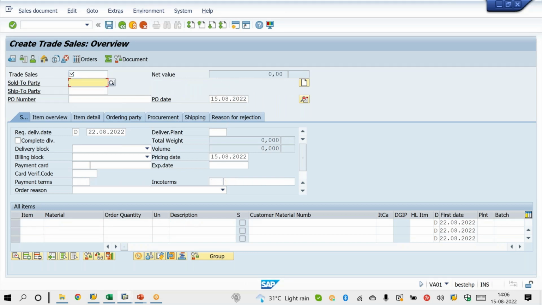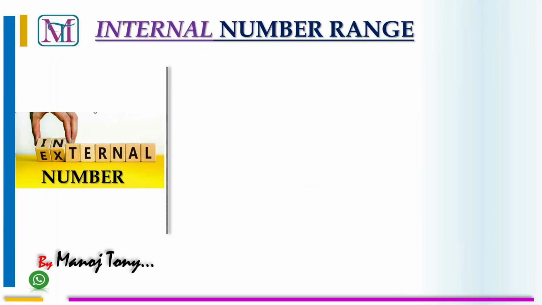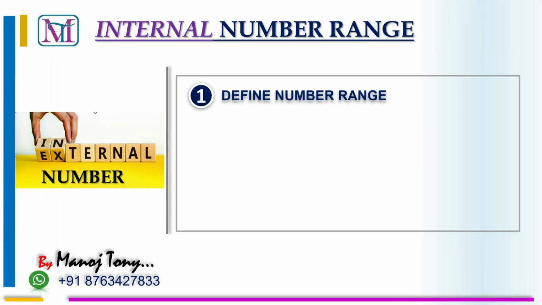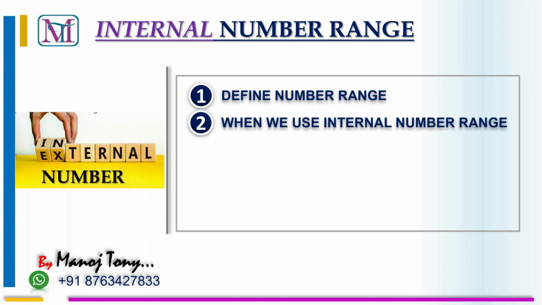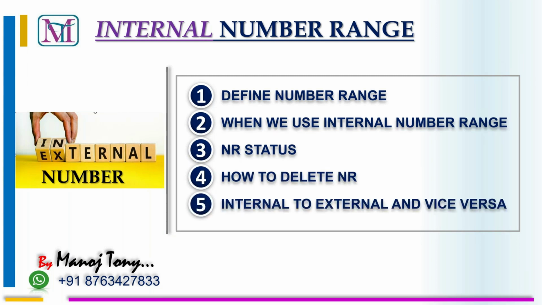So what is the important point in this slide? When we'll go for internal number ranges assignment, and when we'll go for external number ranges assignment in a real-time project. In the next slide, I'll show you that. So we'll start with internal number ranges. First, we have to define the number range. When we use internal number range, NR status, what is NR status? How to delete a number range, and how to switch number ranges from internal to external and vice versa. These are the basic things we'll discuss. Thereafter, we'll go for the real-time scenarios.